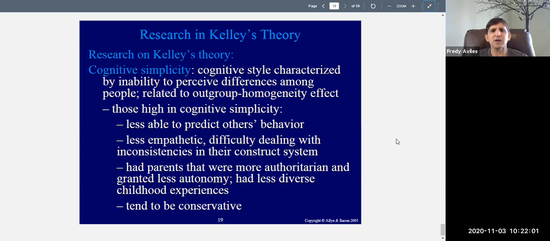It's a cognitive style characterized by the inability to perceive differences among people. Those people, they're all the same. They're all this way, right? We're good, they're bad, okay? It's related to the outgroup homogeneity effect.